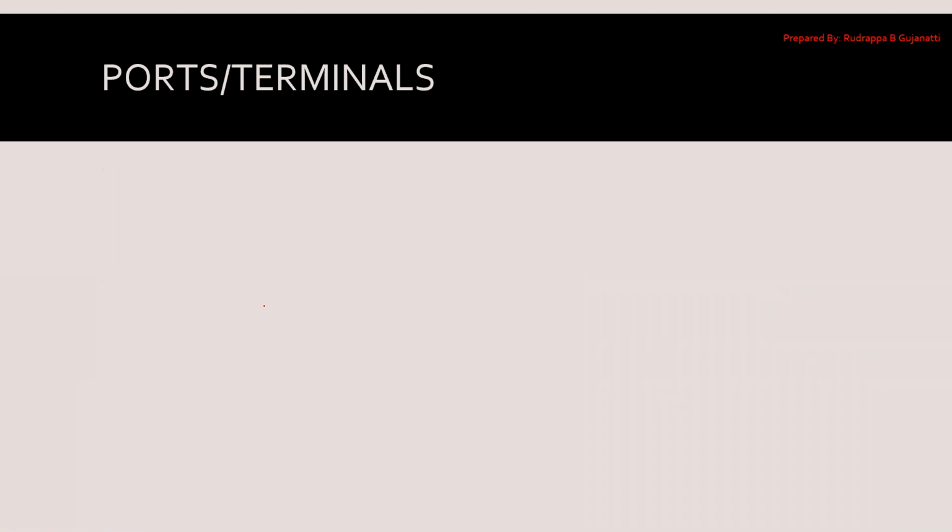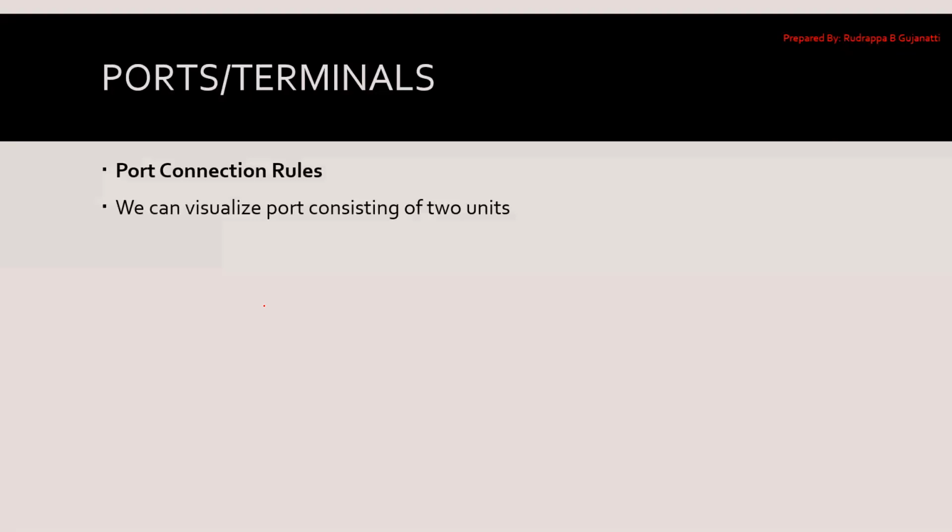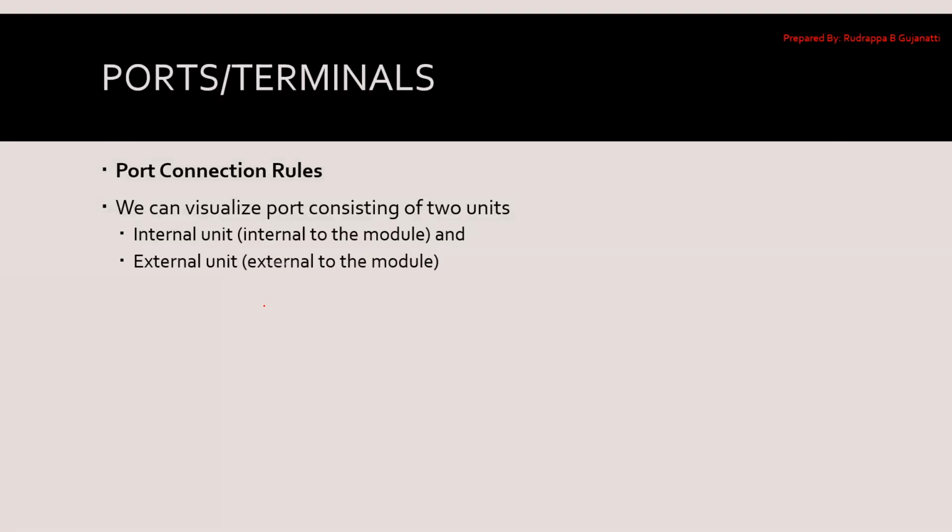Whenever we are speaking of port lists, there are some rules we have to follow, that is, the port connection rules. We can see the port connections in 2 ways: connections internal to the module and connections external to the module. So when this is the case, how do we go ahead?